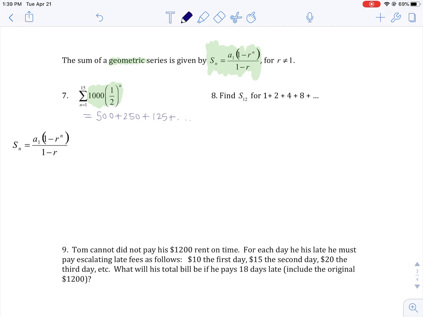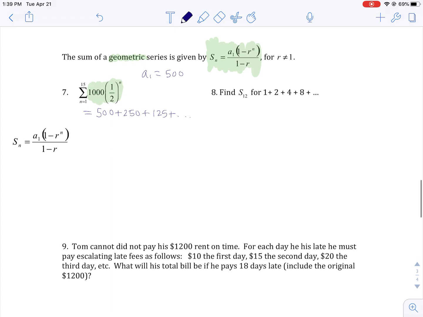till the 15th term, which of course is going to be really small. Not even sure what the 15th term is. You can find it with a calculator, but those numbers get small pretty quick. So, what do I need to know? I need to know the first term, which is 500. I need to know the common ratio. That's the 1/2. That's what you keep multiplying by every time. And I need to know n. N is 15, which is right here. It's the number of terms.